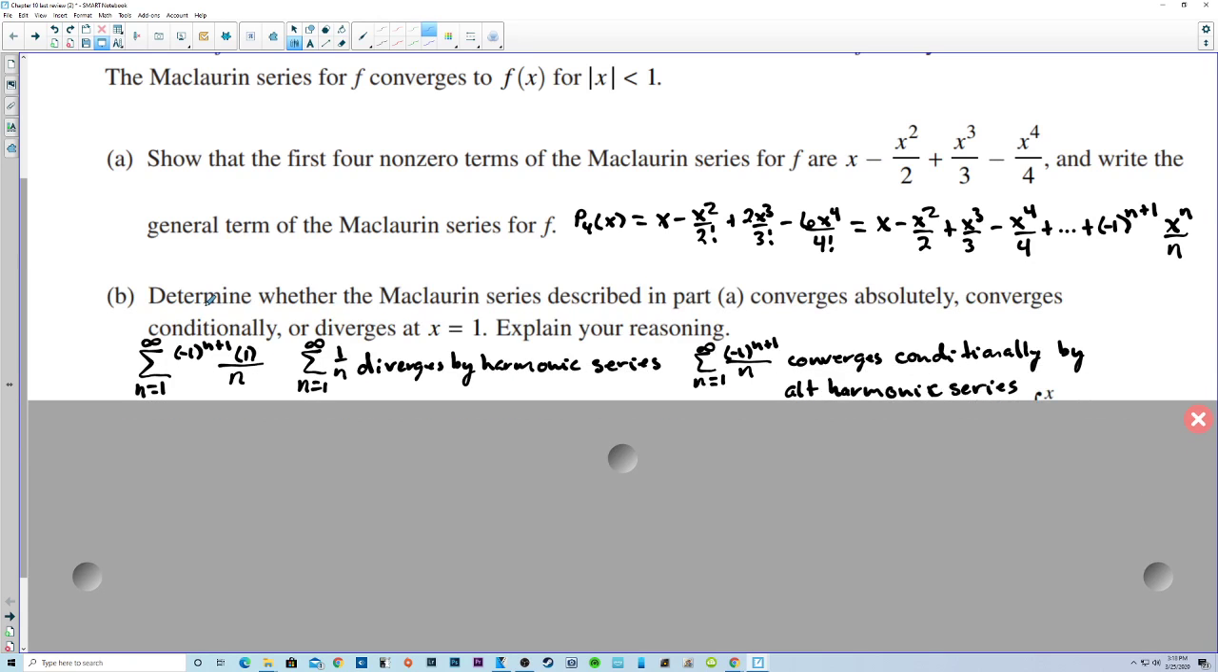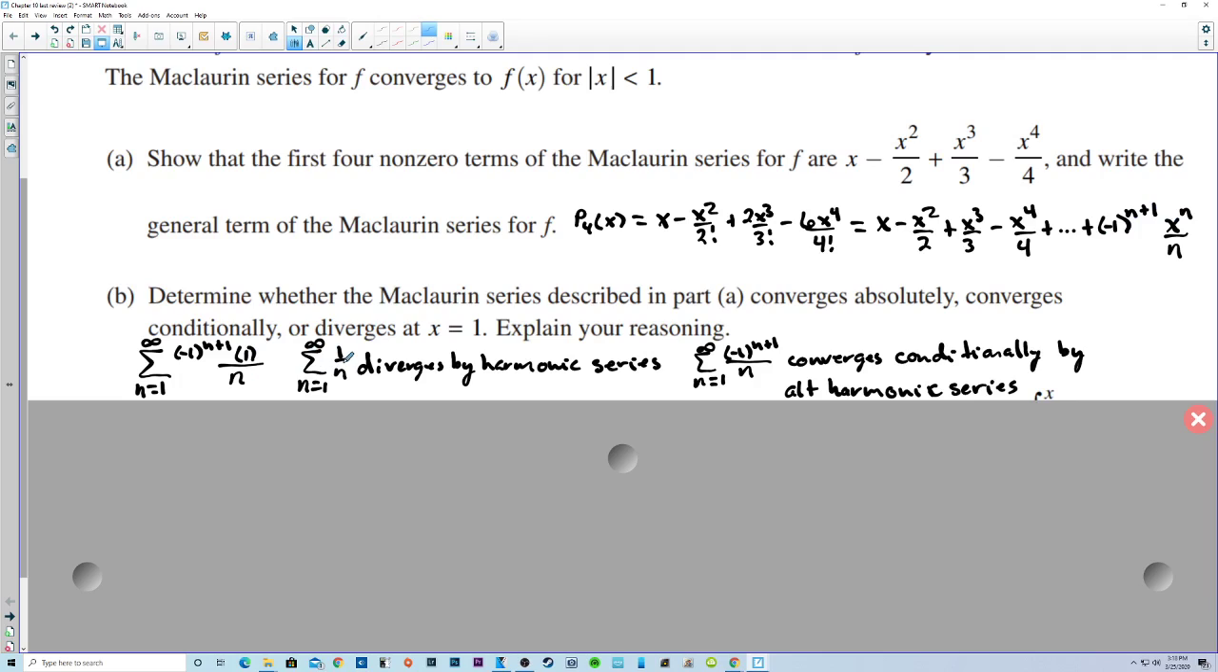Here's the next one. Determine whether the Maclaurin series described in part A converges absolutely, converges conditionally, or diverges at x equals 1, and explain your reasoning. Well, we just need to show the work here. So when we plug in 1 into the x over here, we just get 1 over n.